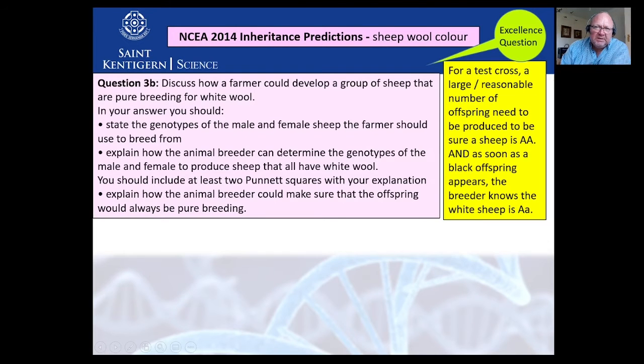Okay, so now can you see how we jump from achieved to excellence? Discuss how a farmer could develop a group of sheep that are pure breeding for white wool. It's a test cross, remember? In your answer, you should state the genotypes of the male and female sheep the farmer should use to breed from, explain how the animal breeder can determine the genotype of the male and female to produce sheep that all have white wool. You should include at least two Punnett squares in your explanation. Explain how the animal breeder could make sure that the offspring would always be pure breeding.